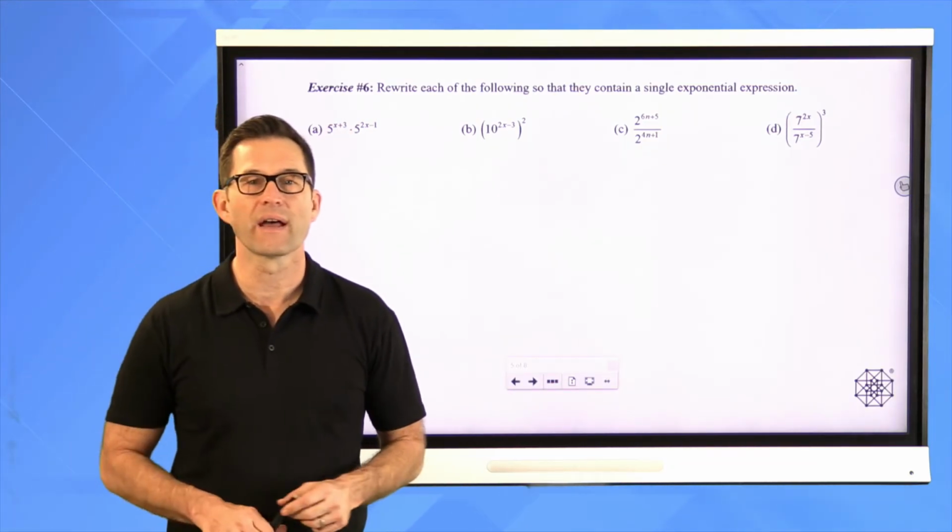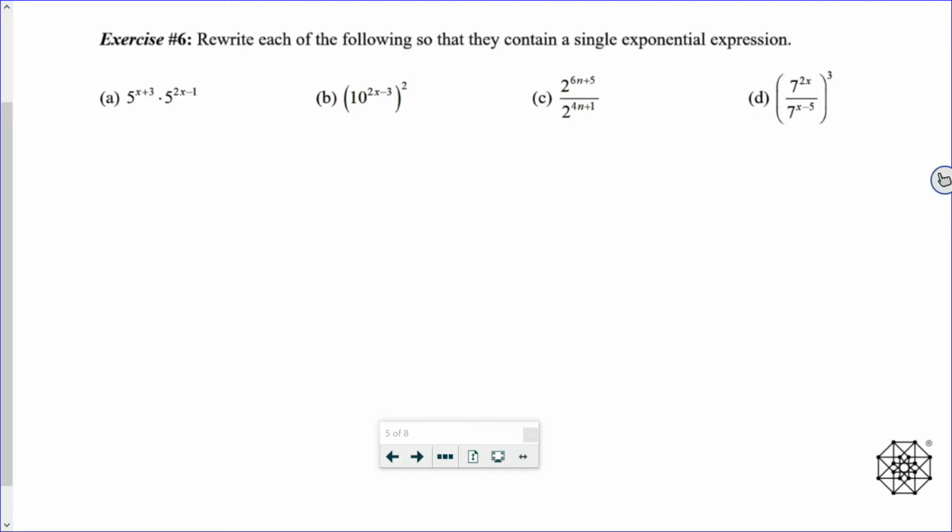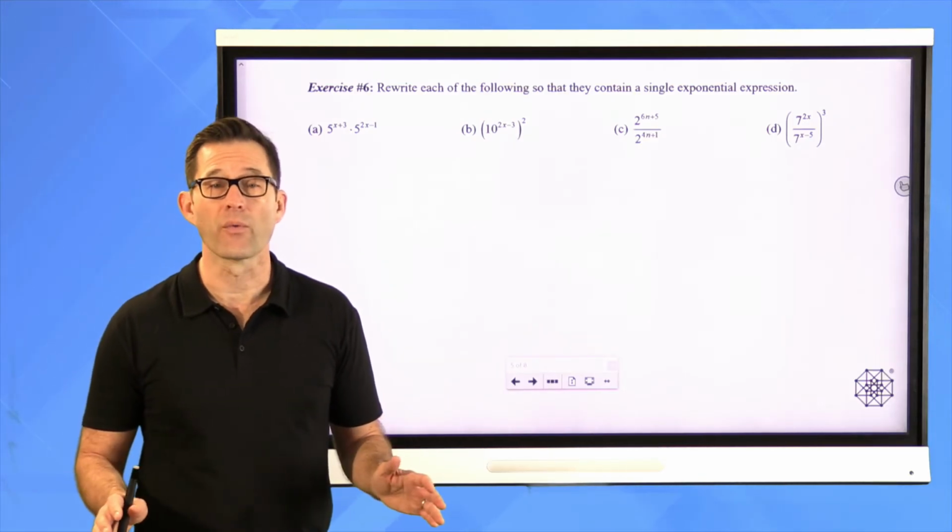So let's take a look at exercise number 6. Rewrite each of the following so they contain a single exponential expression. Letter A, 5 to the x plus 3 times 5 to the 2x minus 1. All right, so it's straightforward, right, letter A.